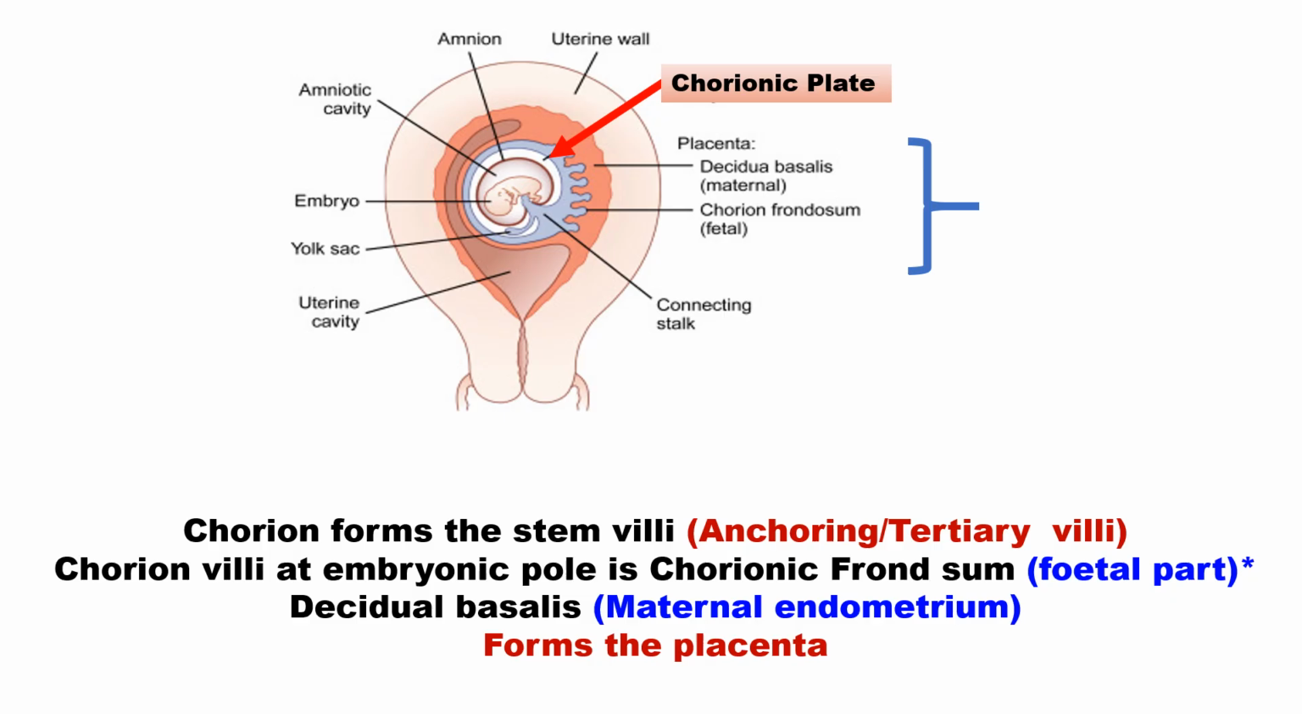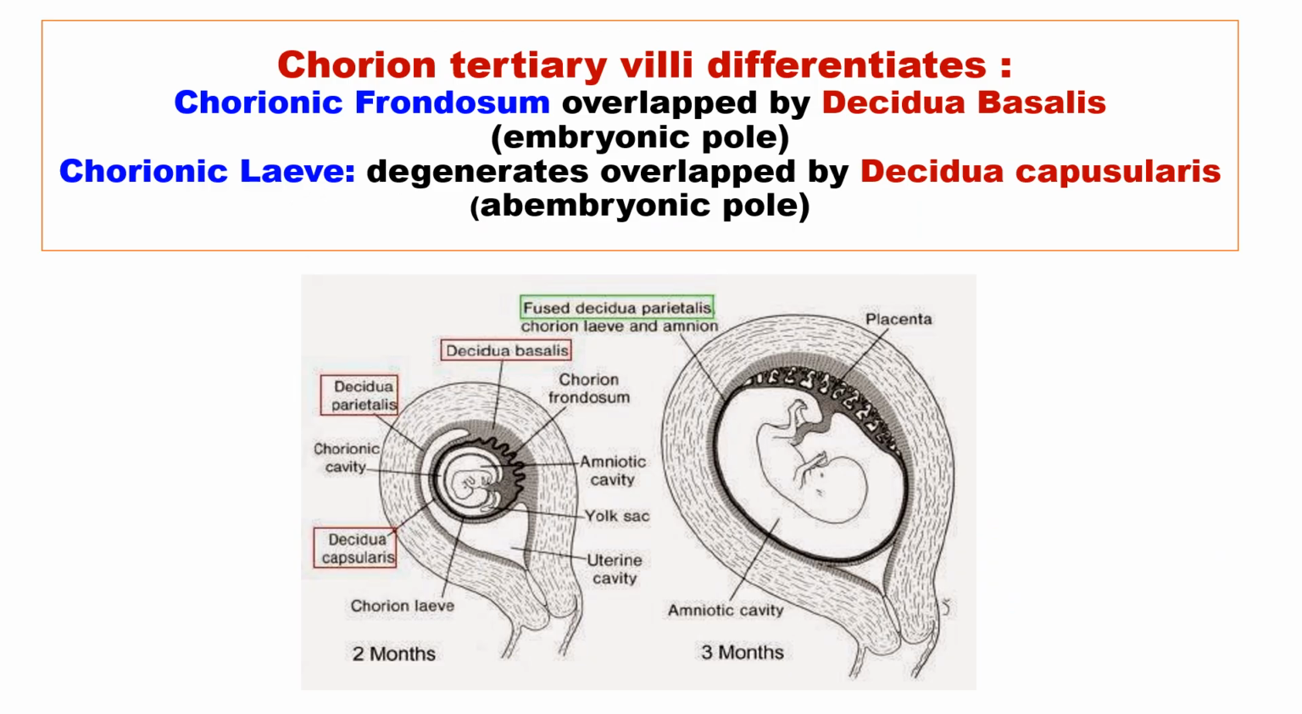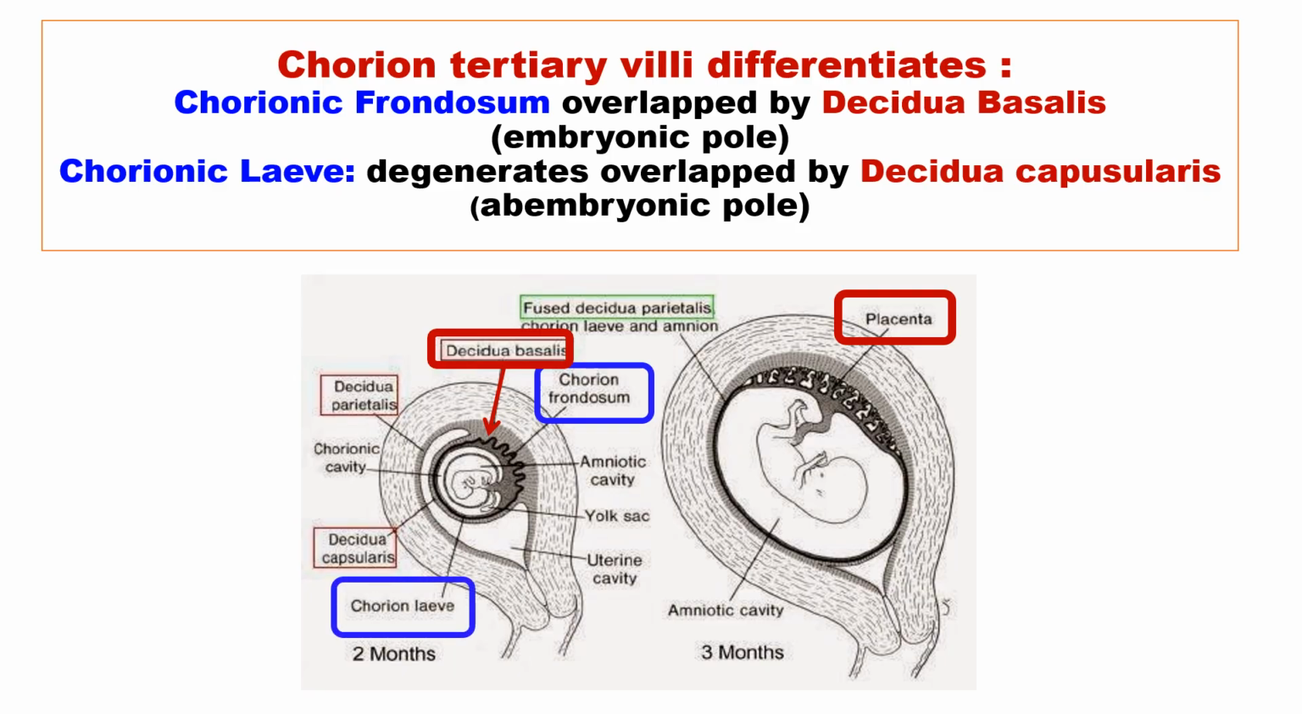Chorionic villi at the embryonic pole form the chorion frondosum, the fetal part, which is overlapped by the decidua basalis. Together they form the placenta. At the abembryonic pole, the villi degenerate and it is known as chorion laeve, which is overlapped by the decidua capsularis.